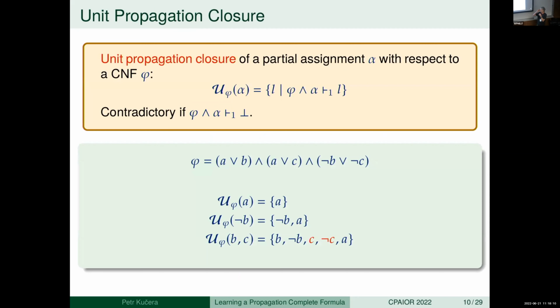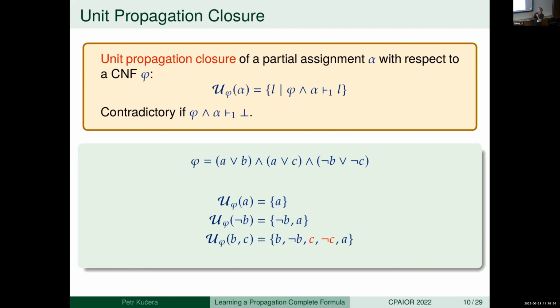But we want to take a slightly different approach, which is more complicated, and that relies on the fact that both unit propagation and the modeling relation have an implicational structure. What I mean by this is that we can define a unit propagation closure of a formula for a partial assignment as follows. That will be all the literals that can be derived by unit propagation from the partial assignment. The set is contradictory if a contradiction is derived.